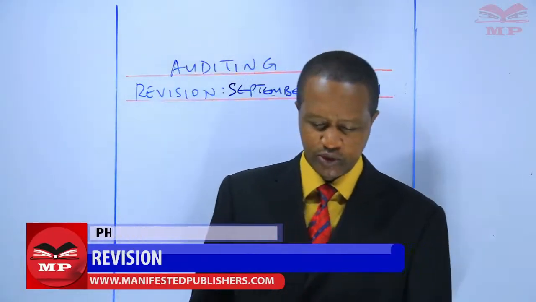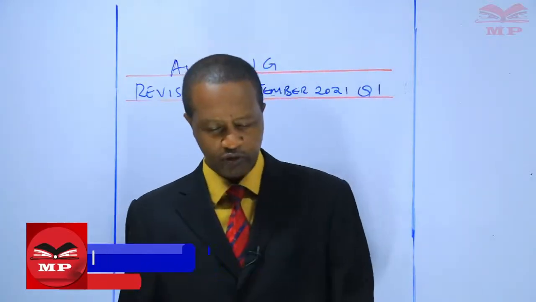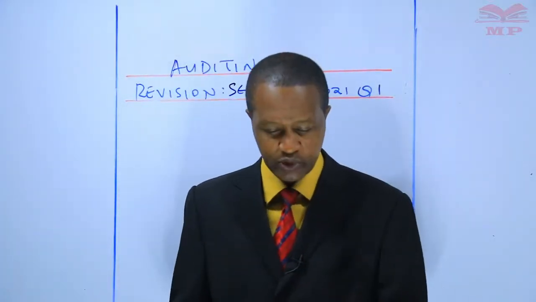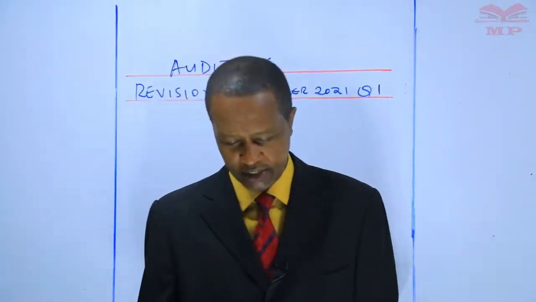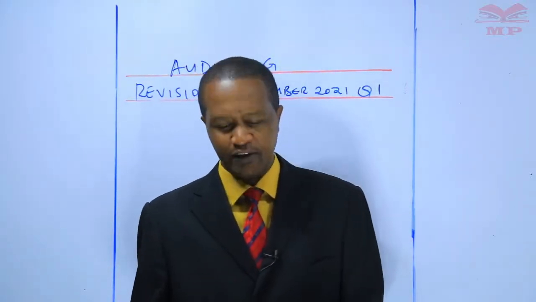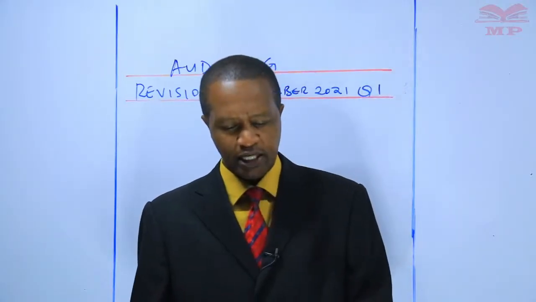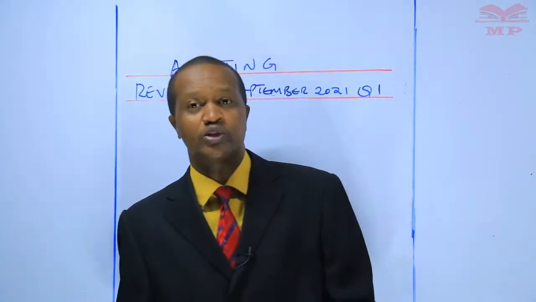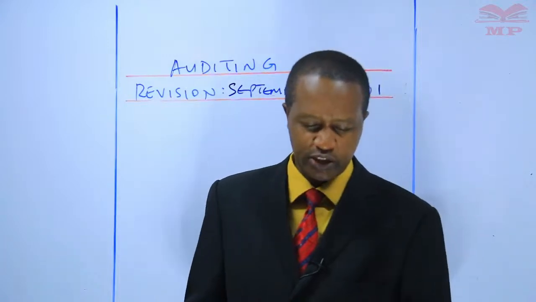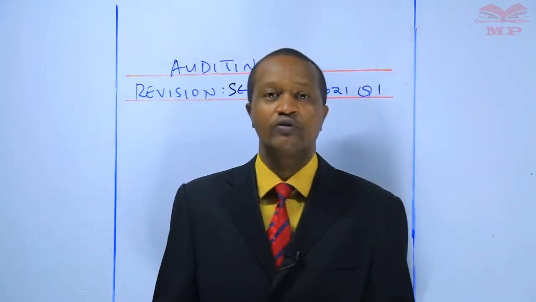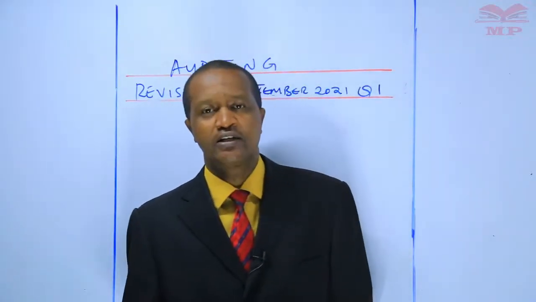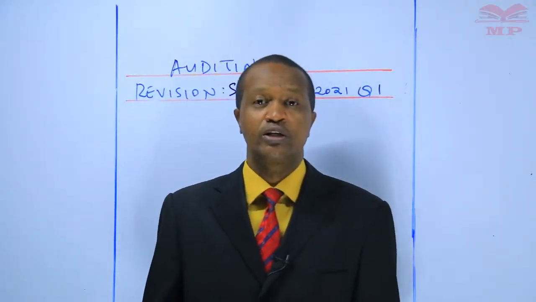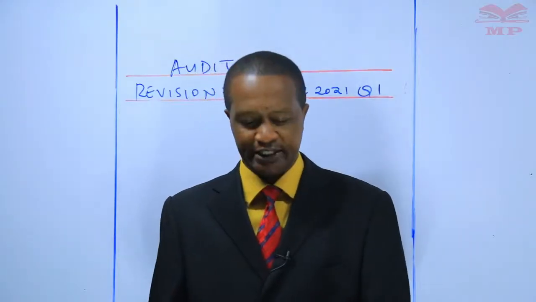In today's session, I begin the revision of the auditing and assurance paper that was done on Thursday, 2nd of September 2021. The paper has 5 questions. Candidates were expected to answer all questions. Marks allocated to each question are shown at the end of the question. These are 5 questions. And for the purposes of our revision, we'll be tackling a question at a time.